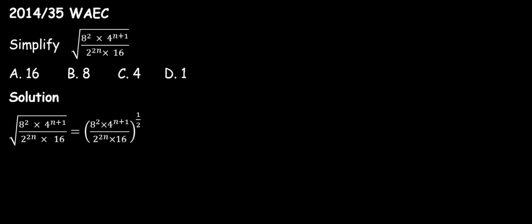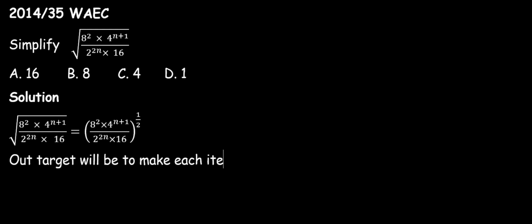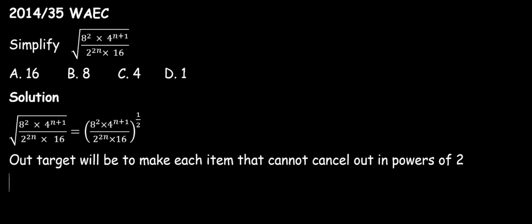Our target will be to make each item that cannot cancel out into powers of 2, since we are dealing with a square root here. And that will become equal to 8 squared times 4 raised to power n times 4 raised to power 1. In indices, 4 raised to power n plus 1 is the same thing as 4 raised to power n times 4 raised to power 1. Then in the denominator we now have 2 raised to power 2n times 16, which is 4 squared. Close our bracket and raise it to power half as it ought to be.